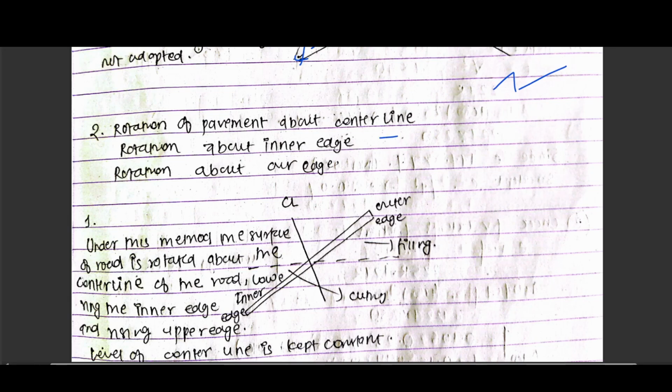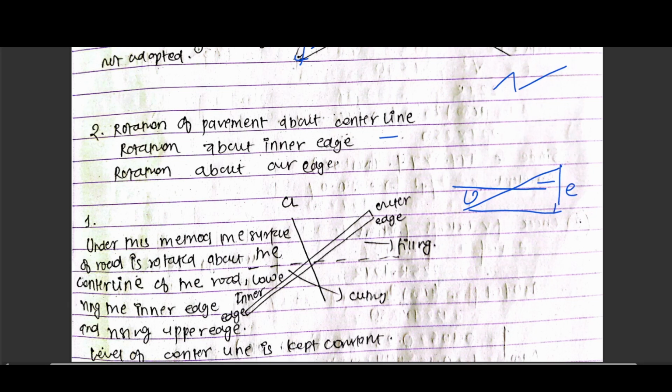About the center line, we rotate the pavement. Like in the first case, we rotate the pavement about the center line. So this is the pavement. We rotate this about the center line. That means we cut this portion and we fill up this portion. So it is a very economical method of providing the super elevation, and our super elevation is attained like this. This is the super elevation.